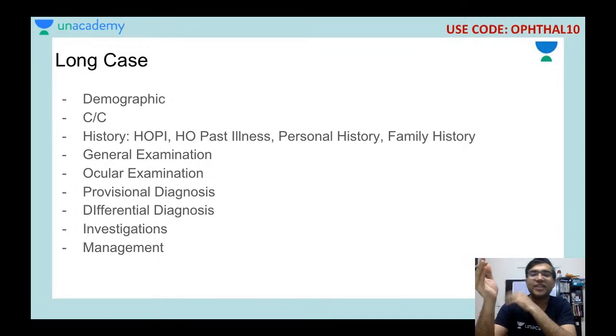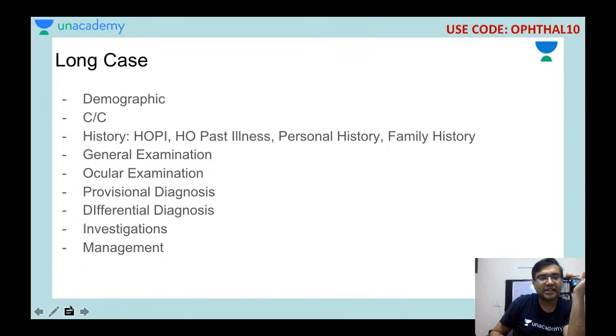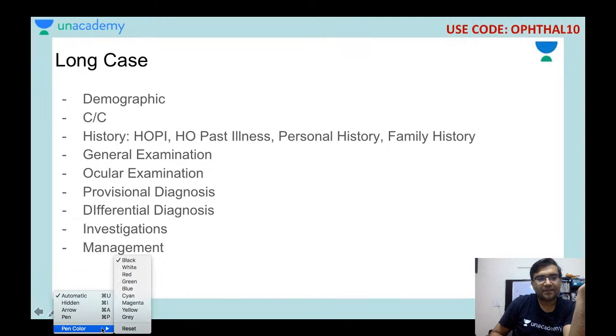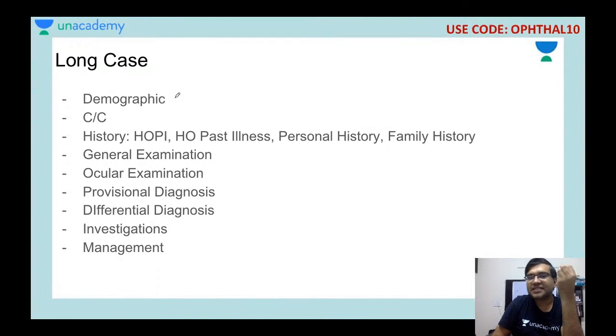Now, what can be the long case scenario in this patient? Till now we have discussed the causes of the red eye, the features of the red eye, and how we have to investigate a patient with a red eye. Now whenever you have to present a long case, how would you present it? You would first tell the demographic details. Demographic details means you have to tell the age, sex, where the patient is situated, and the demography of the patient.